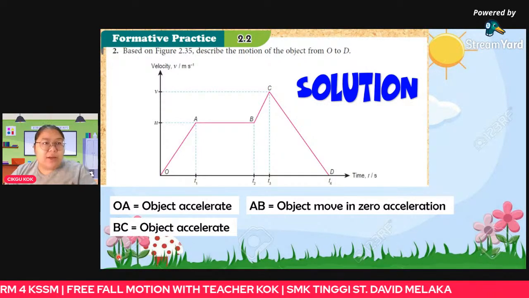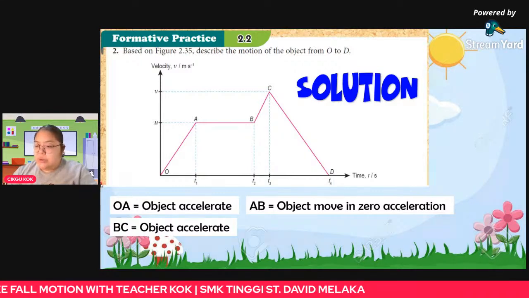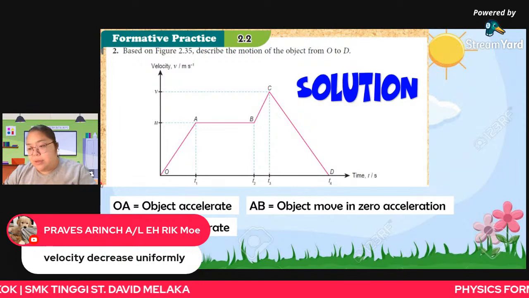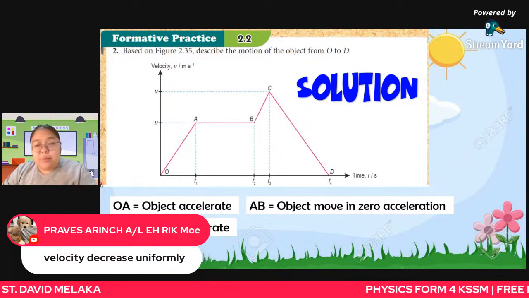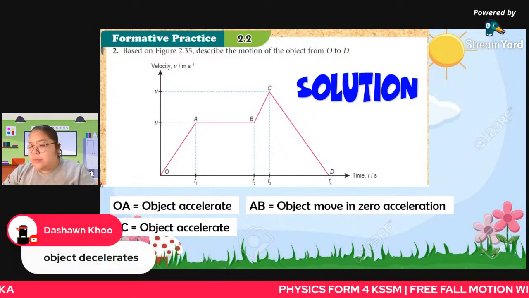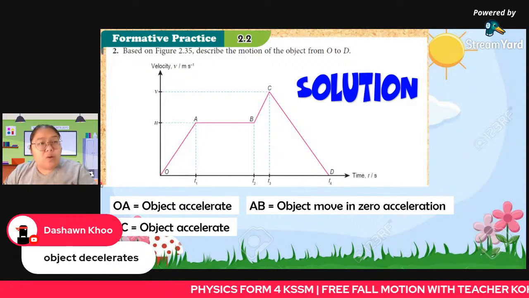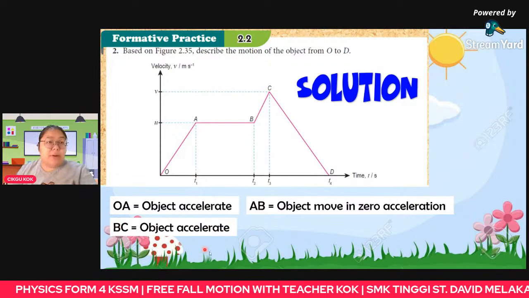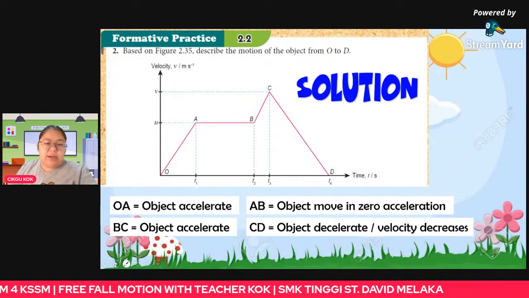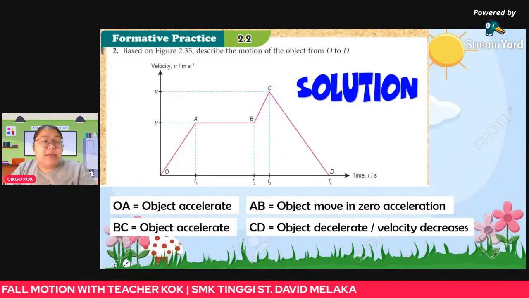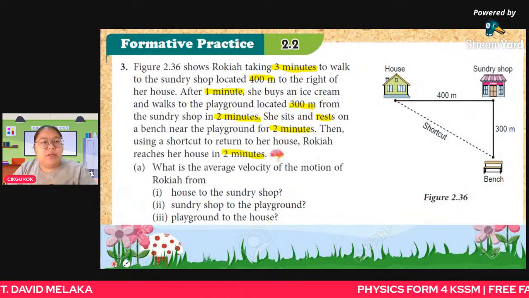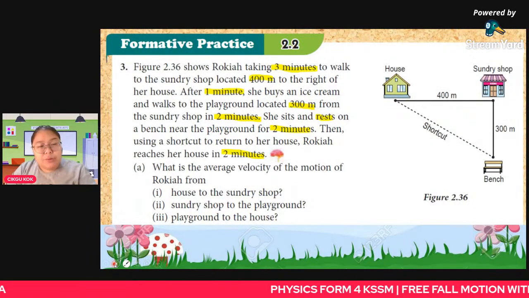Okay, so from here, I'm going to choose one of the answers. Velocity decreases uniformly. If you do want to write about velocity, you can say the object decelerates. Also can. So that means the students already understand the motion graph. The answer is CD, object decelerate, or you say the velocity decreases. Okay, then we continue to formative 2.2.